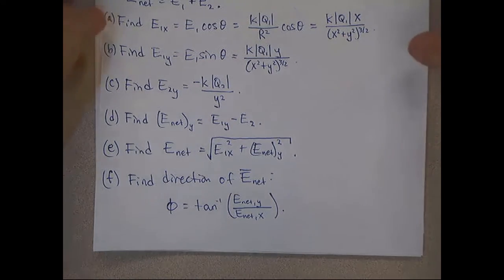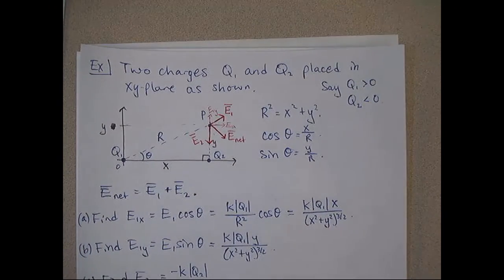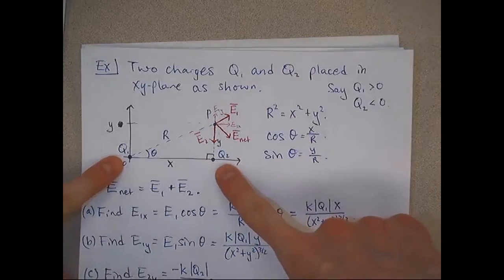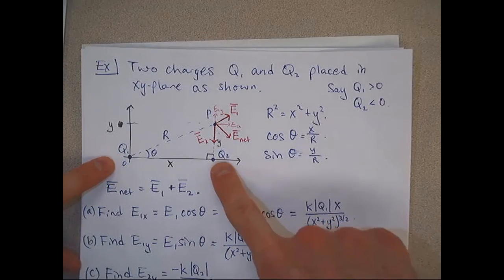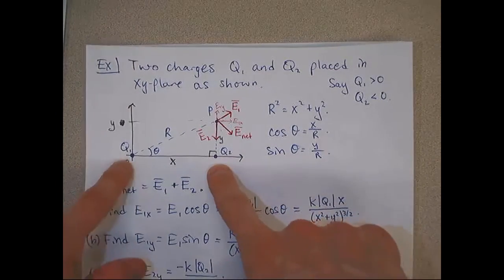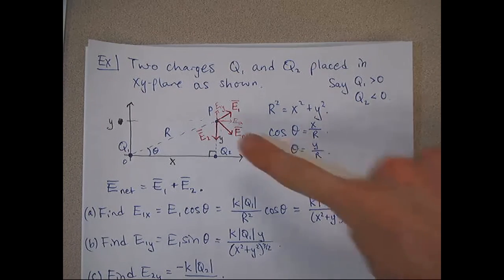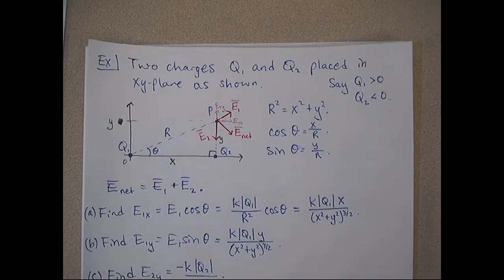So this is how you use vector superposition of the electric field in the case where there are more than one point charge to deal with. So you could do this with any number of point charges and find the vector superposition of the electric field at an arbitrary location, P.